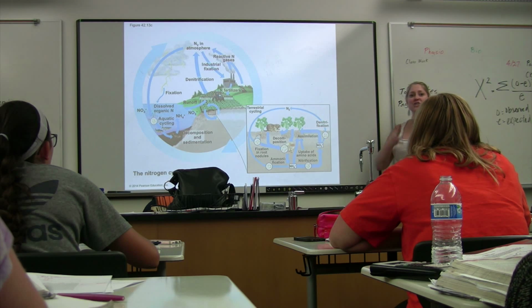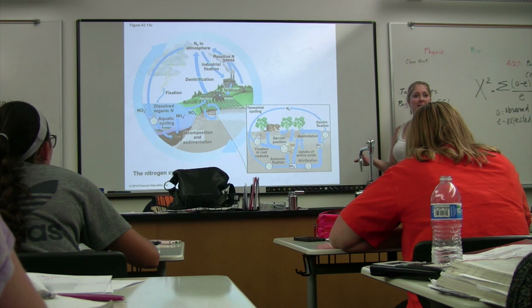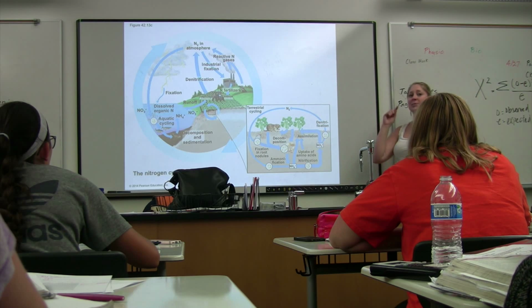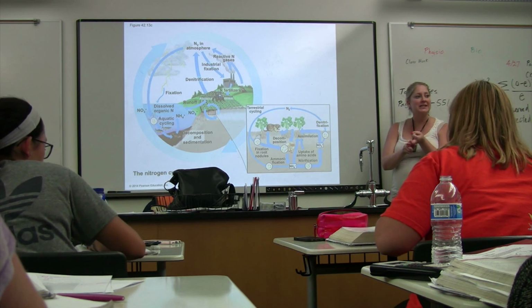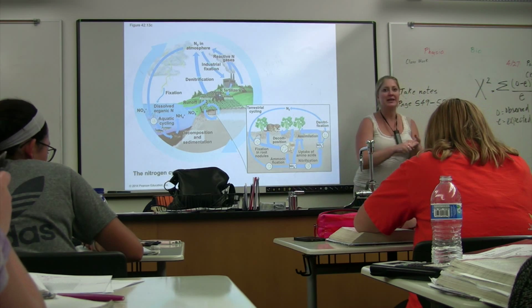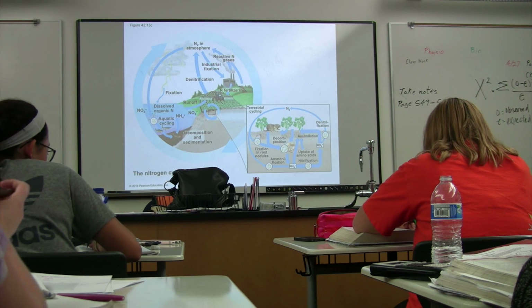So I would know that nitrogen is a cycle, that there's multiple ways that it can be cycled throughout the atmosphere, that there's a process called nitrification and denitrification. There's also nitrogen-fixing bacteria and ammonifying bacteria that all play a role in the nitrogen cycle.